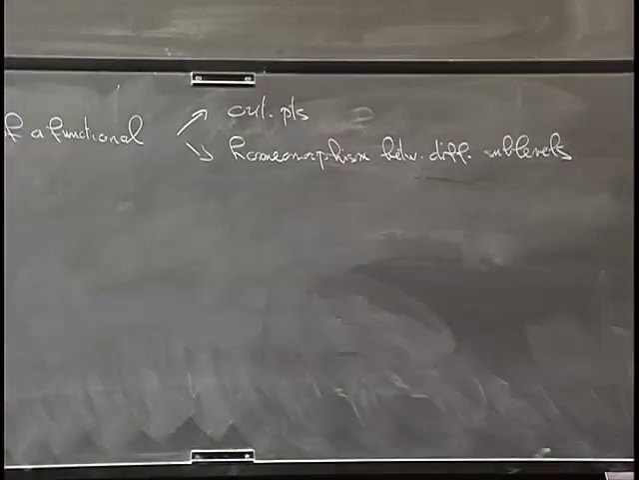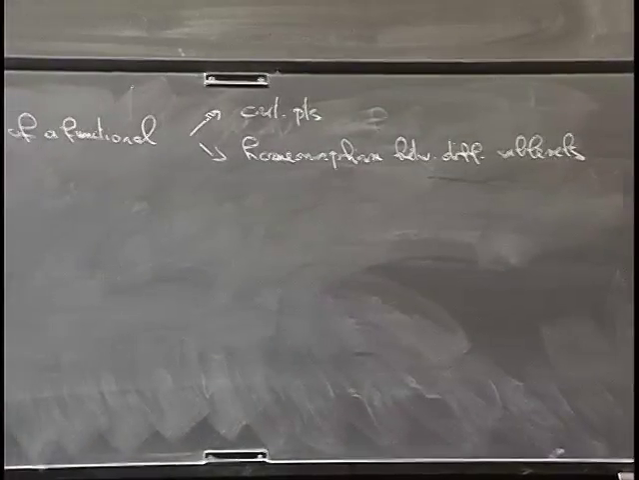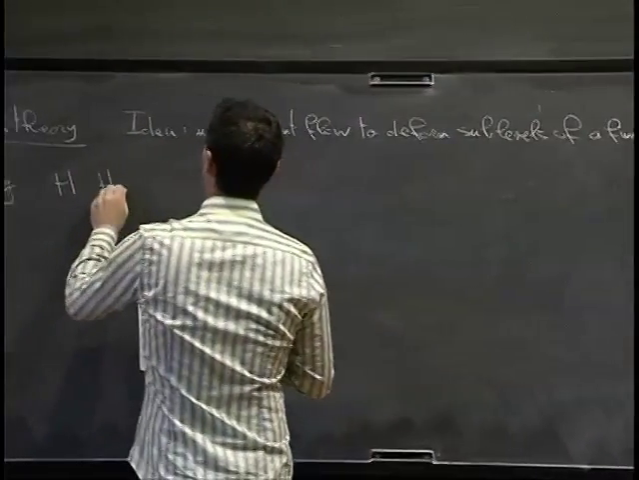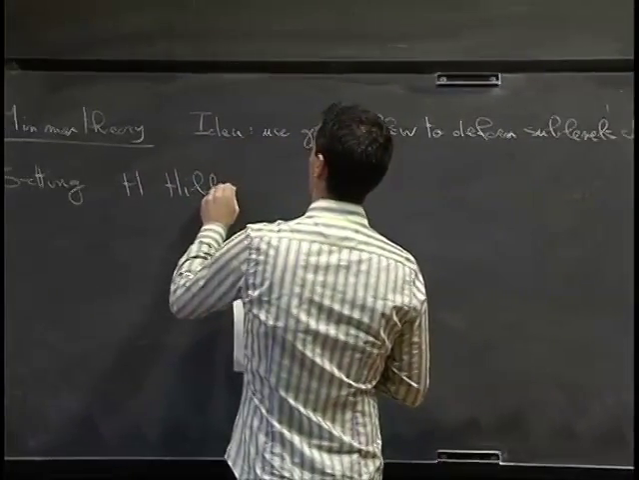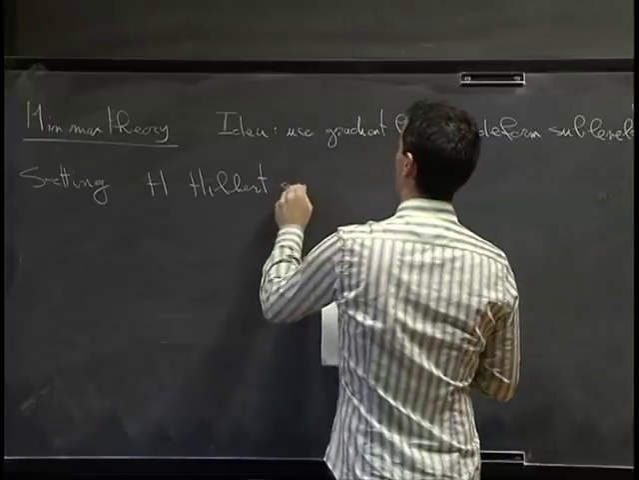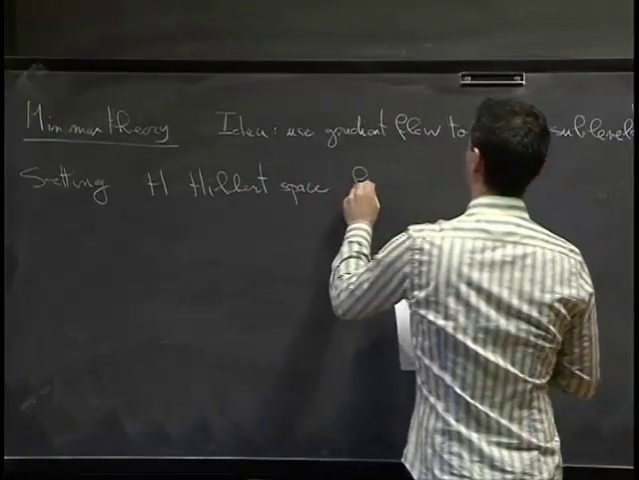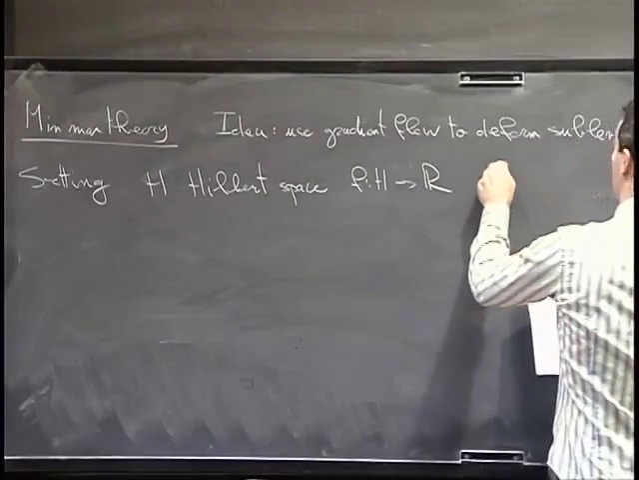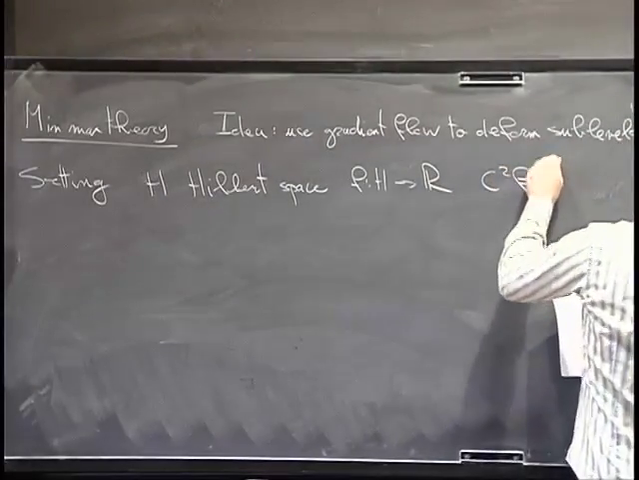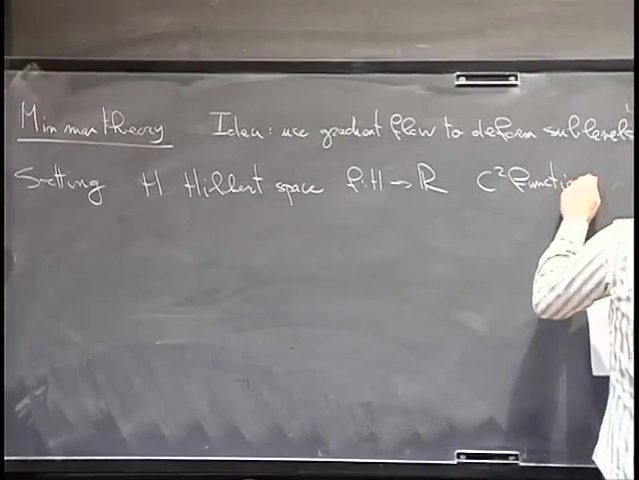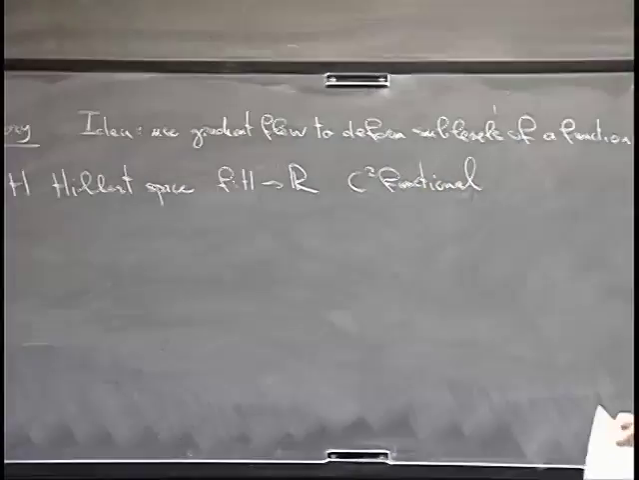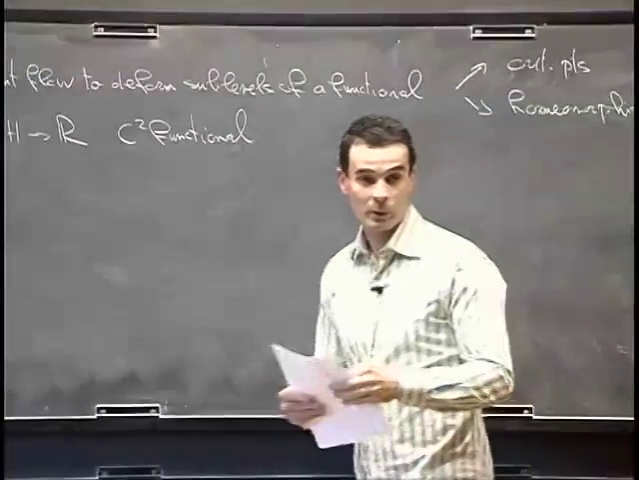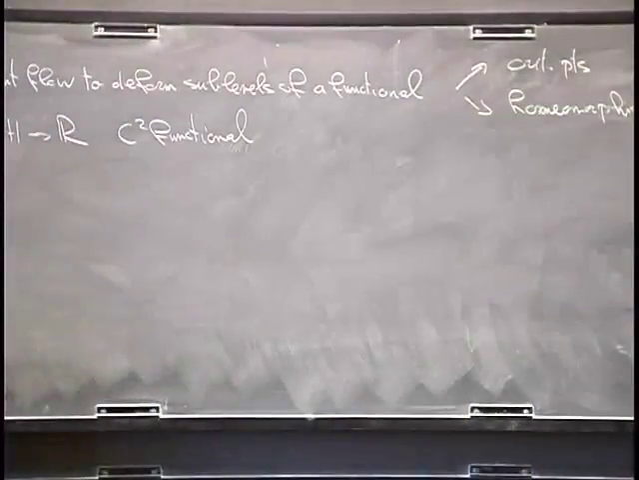Okay, so how to do that? So this will be the setting. So H, a Hilbert space, and f from H into R is a C2 functional. Okay, so it's very important to have some kind of compactness condition, which is called the Palais-Smale condition.